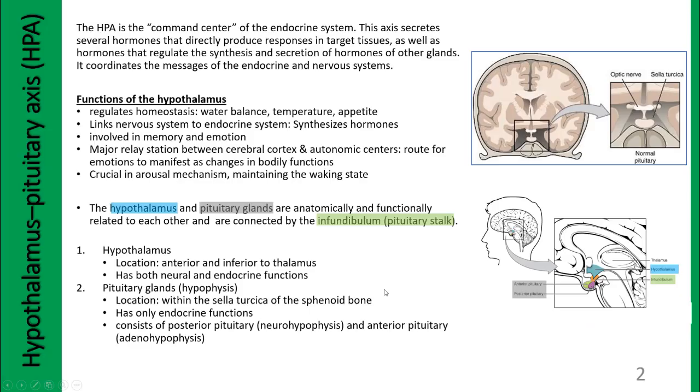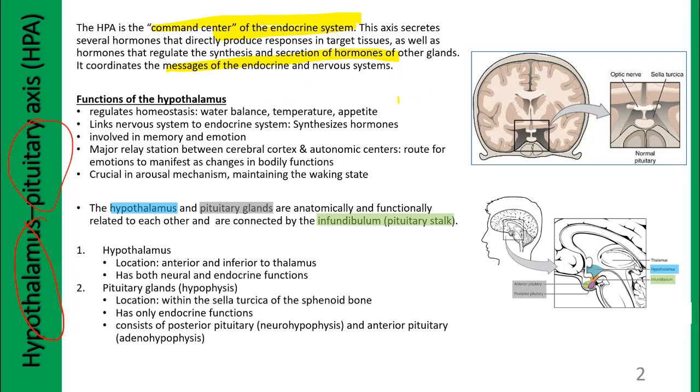So to begin with, I'd like to talk about the hypothalamus-pituitary axis. As you can see from the name, it involves both the hypothalamus as well as the pituitary glands. The hypothalamus-pituitary axis is the command center of the endocrine system, because between the three endocrine glands here, since there are two different types of pituitary glands, they control a majority of the glands throughout the body. The HPA is also responsible for coordinating the messages and the functions of the endocrine and nervous systems.